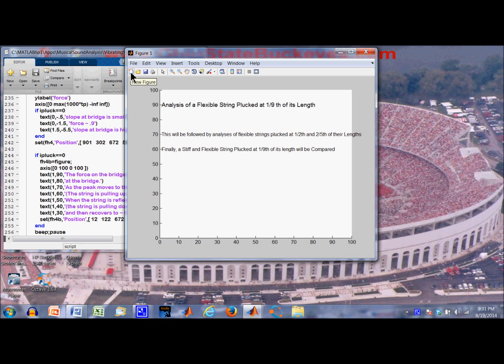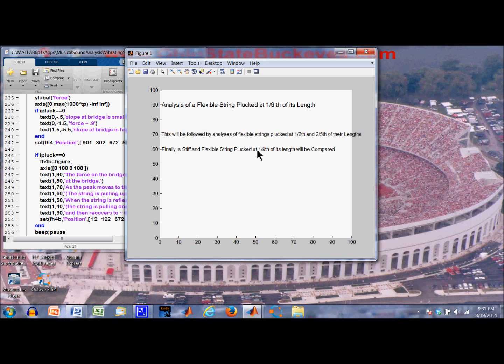Hello, we're going to take a look at a flexible string designed to have a fundamental frequency equal to that of the C4 note, namely 261.6 hertz. And we're going to pluck the flexible string at 1/9, 1/2, and 2/5 of its length and compare the spectral response. And then we're going to take another look at the 1/9 of its length string, and we're going to compare a stiff and a flexible string under those conditions.